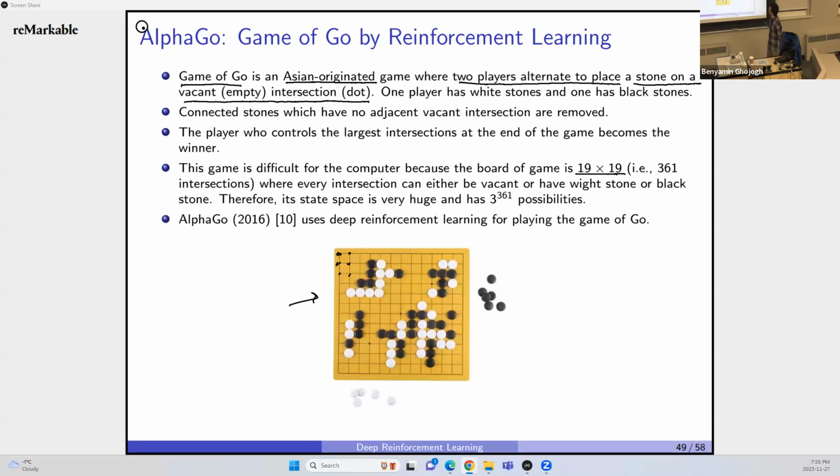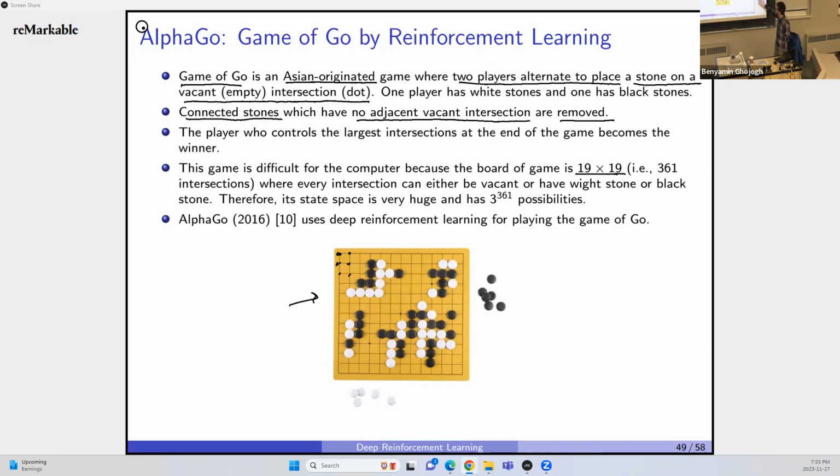Initially, all of the dots are empty or vacant. Then you have two players, one with white stones, the other with black stones, and they put stones on the dots. Then connected stones which have no adjacent vacant intersection are removed. These are the rules of the game.